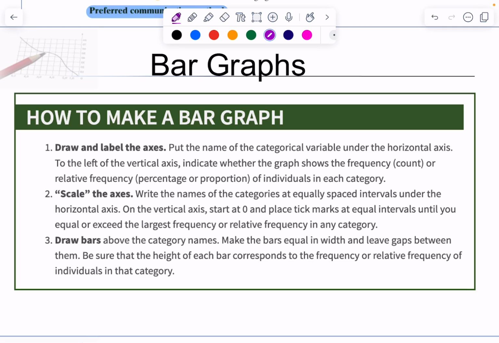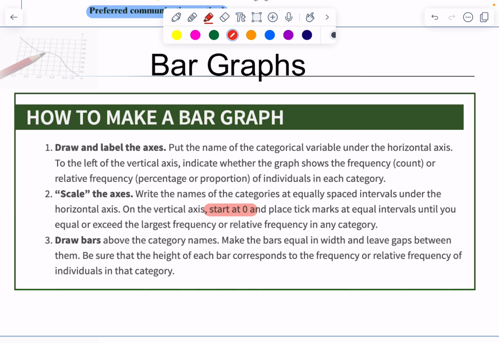If you need to pause the video at this time to get everything copied down, that's perfectly fine. Basically, we draw and label the axes, making sure the x-axis is the variable with the different categories evenly spaced. The y-axis is your frequencies or your relative frequencies, so your counts or your percentages. The most important thing on this slide is that when we scale our axes, the x-axis is not a big deal, just evenly space out the categories, but the vertical axis must start at 0.